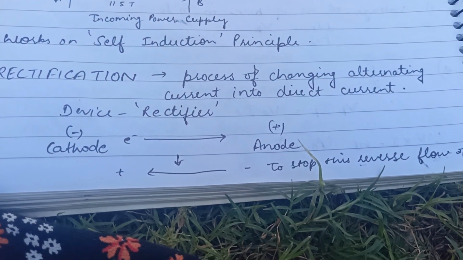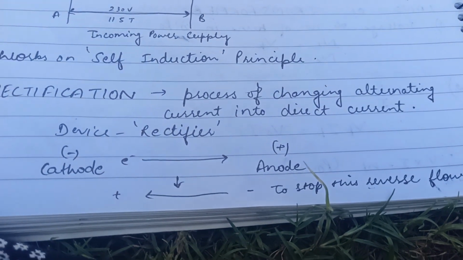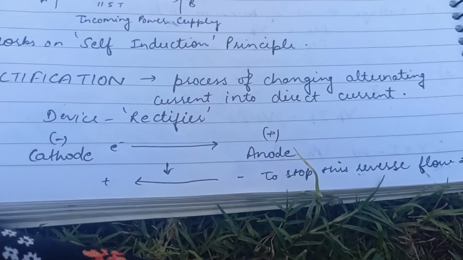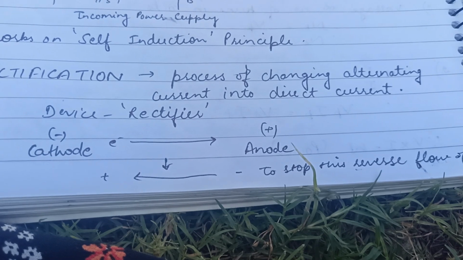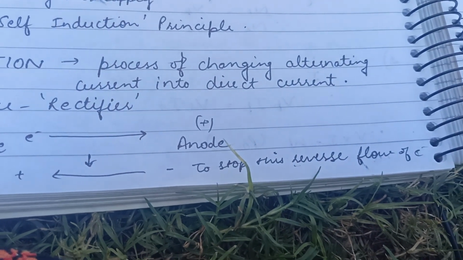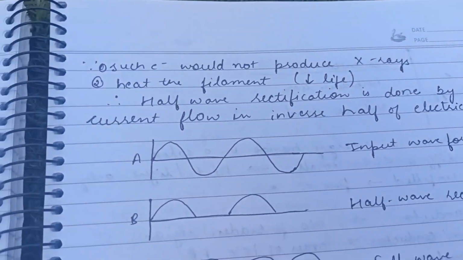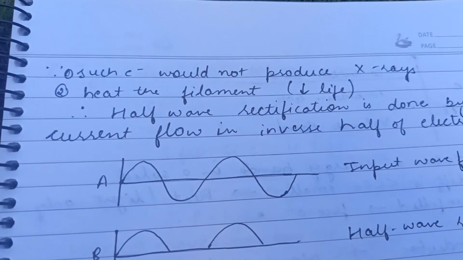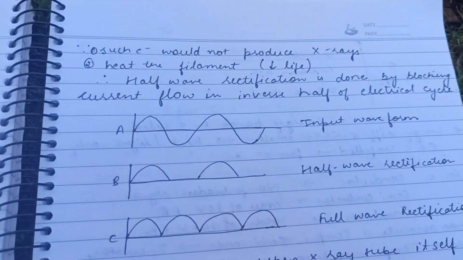Rectification is the process of changing alternating current into direct current. The device is the rectifier. As we know, electrons flow from cathode towards anode. After some time, when anode gets negative and cathode gets positive, there is a role reversal. So to stop this reverse flow of electrons, rectification is done, because such electrons would not produce X-rays, and they increase the heat of the filament, therefore decreasing the life of the filament.